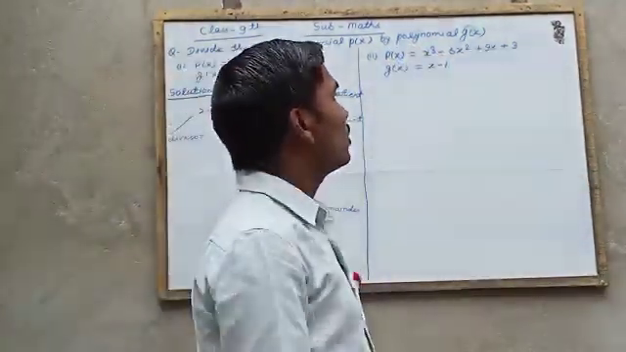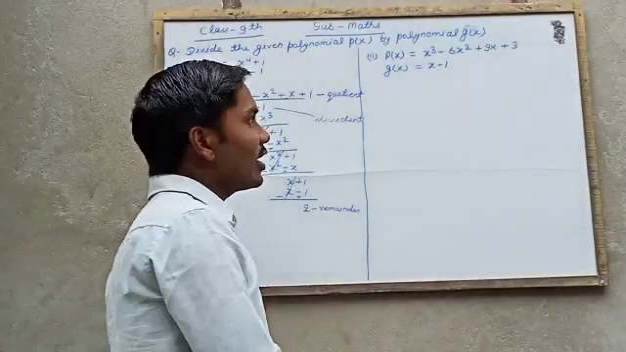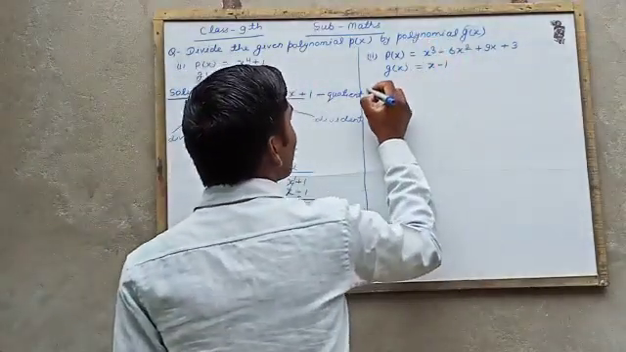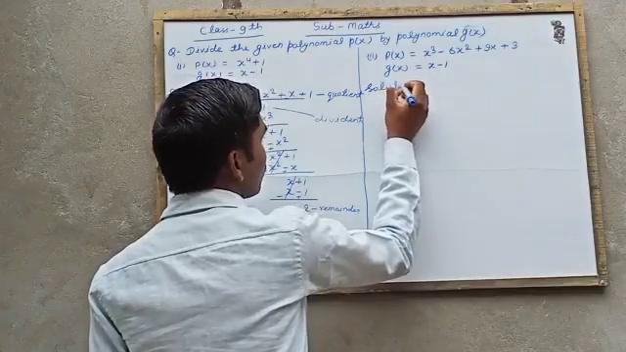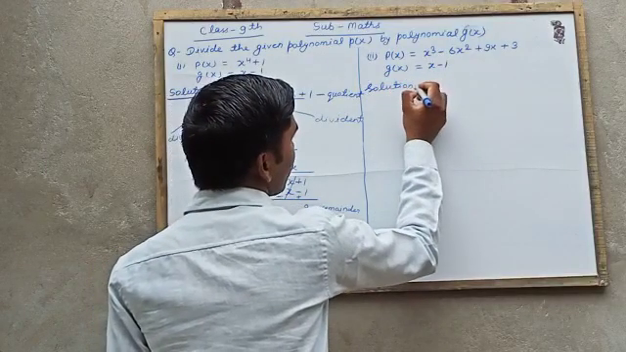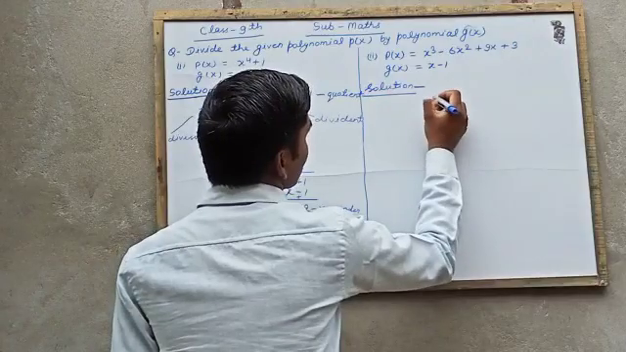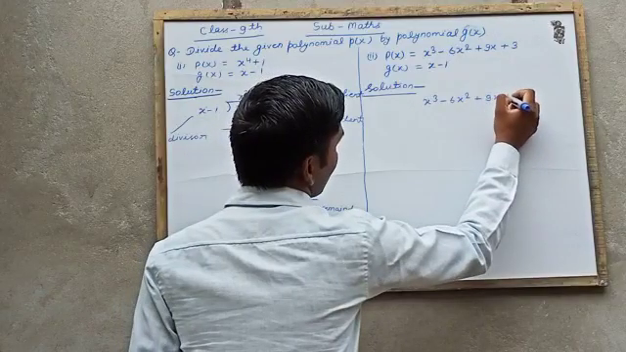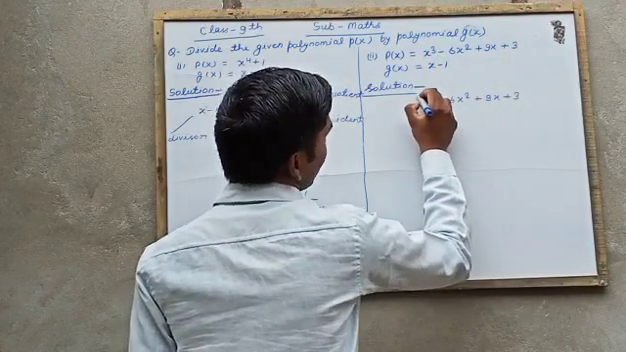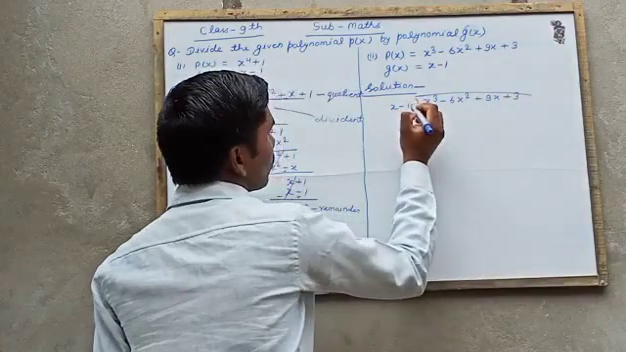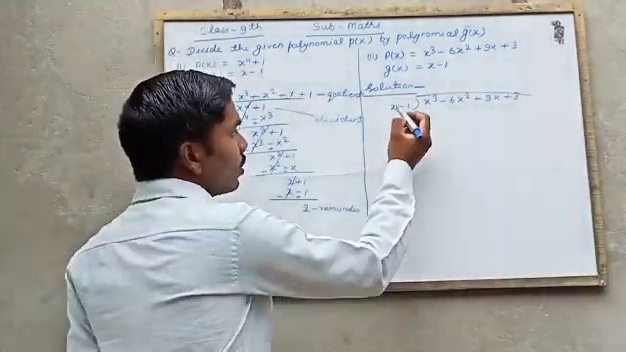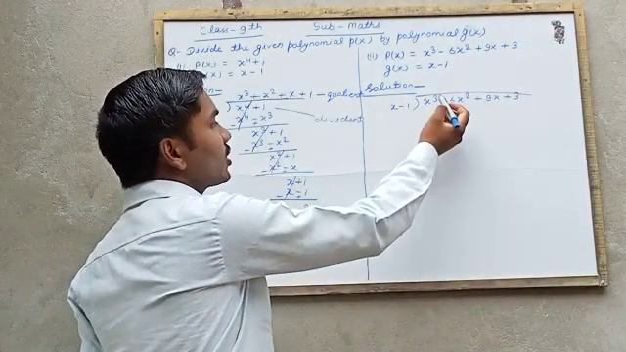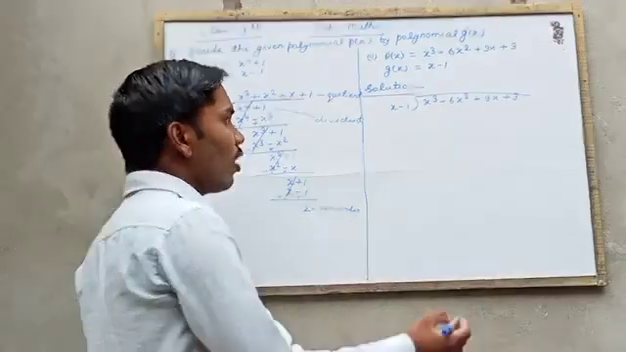Here p(x) is x cube minus 6x square plus 9x plus 3. Here terms are more. So solution. x cube minus 6x square plus 9x plus 3 divided by x minus 1. Here the power difference is 2 because here it is x cube and here it is x. So power difference is 2.